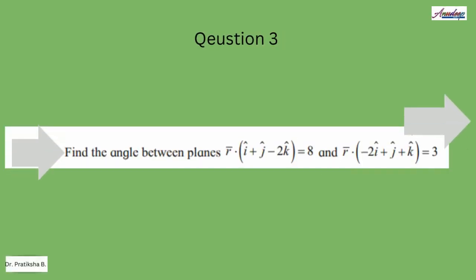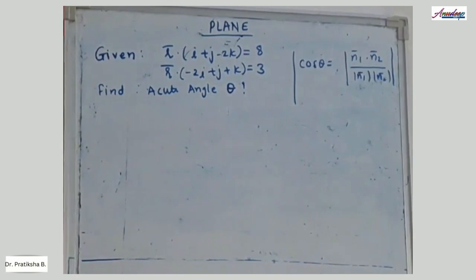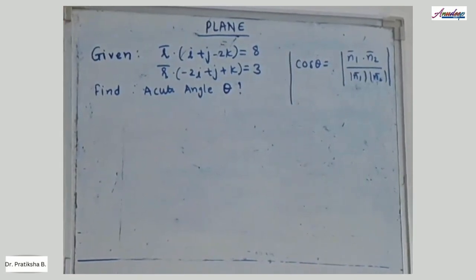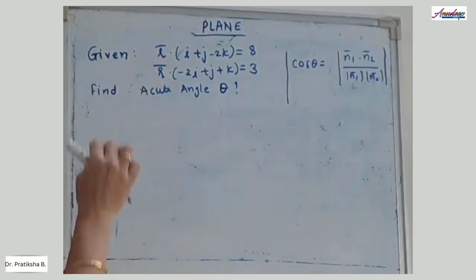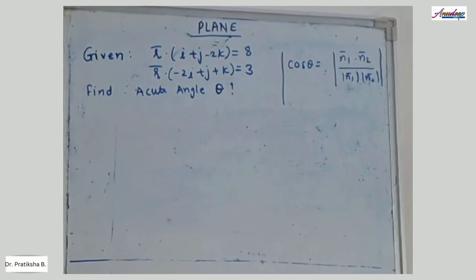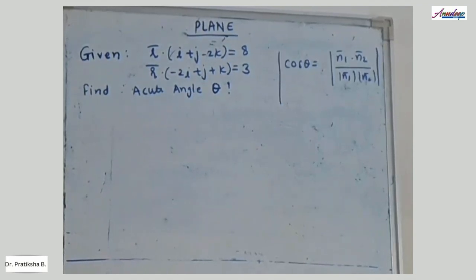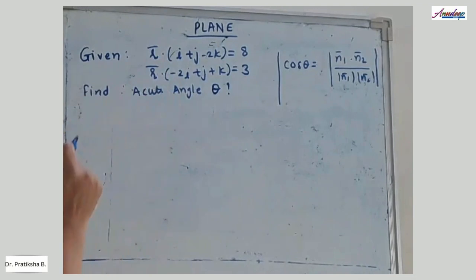Question 3. Find the angle between the planes r dot (i plus j minus 2k) equals 8 and r dot (minus 2i plus j plus k) equals 3. So let us evaluate the next problem. Here you have been given two vector equations of planes, in the form r dot n vector equal to d. You have been asked to calculate the angle between these two planes.